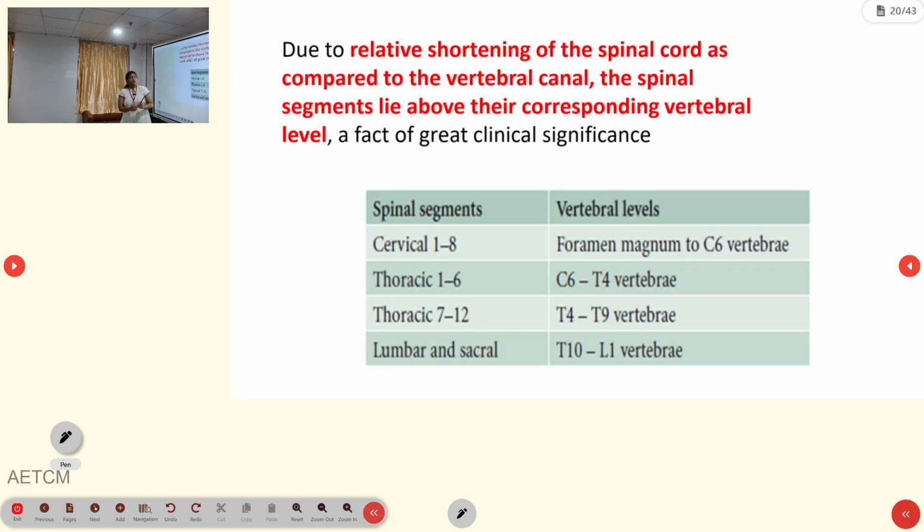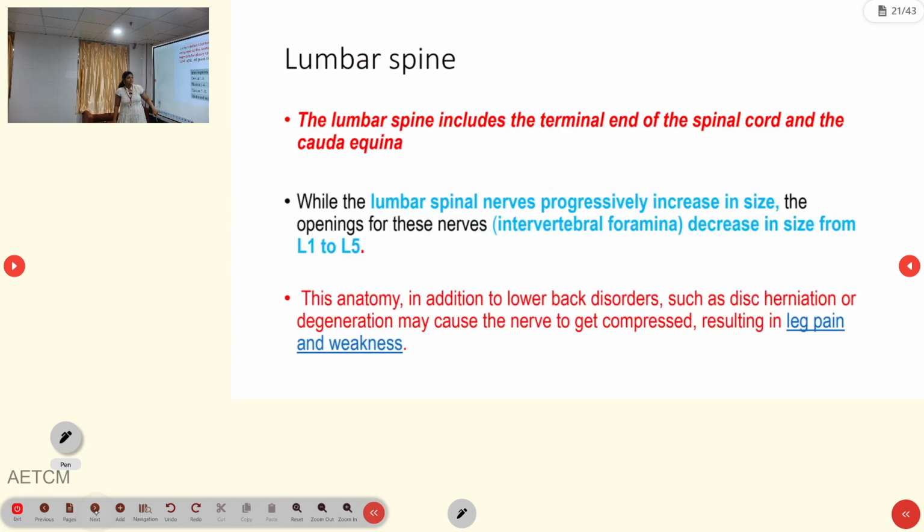Now, as I said, there is a relative shortening of the spinal cord with that of the vertebral canal. The knowledge of the spinal segments and the vertebral levels is very important for the clinical significance.